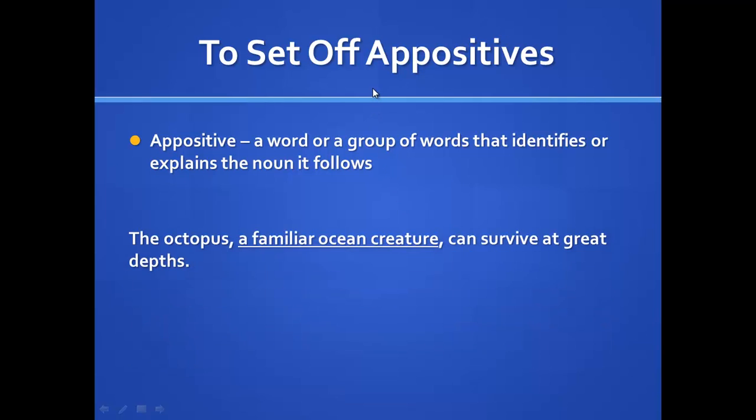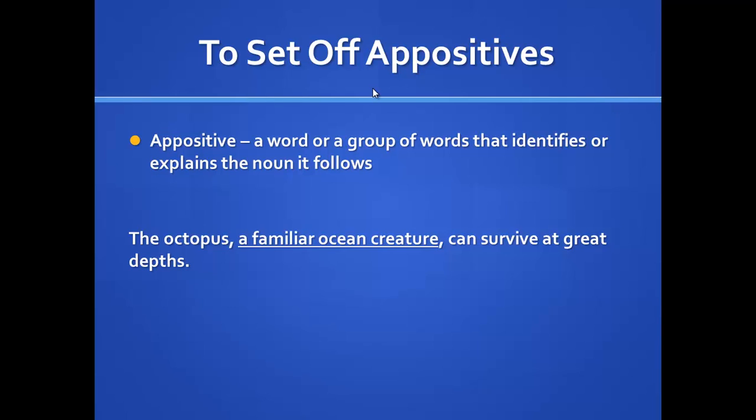The octopus, a familiar ocean creature, can survive at great depths. A familiar ocean creature is a group of words that explains the octopus. So this is an appositive phrase. It needs to be set apart from the rest of the sentence by commas. So you make sure you put a comma at the beginning of the phrase and at the end of the phrase.